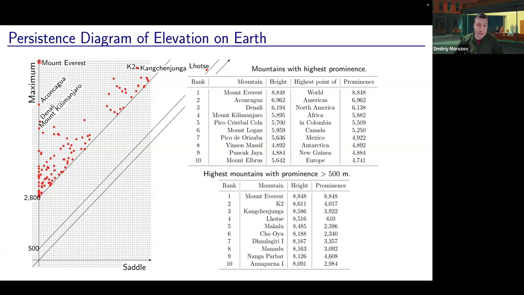And you get Mount Everest, which, okay, you can expect, but you can also get Aconcagua, the highest point in the Americas, Denali in North America, Kilimanjaro in Africa, right? And so you're really getting highest points on the continents, because in order to climb to something higher, you have to go all the way, descend all the way down to the ocean. Okay, so that's a mental model that I think is helpful to have in mind when thinking of persistence.